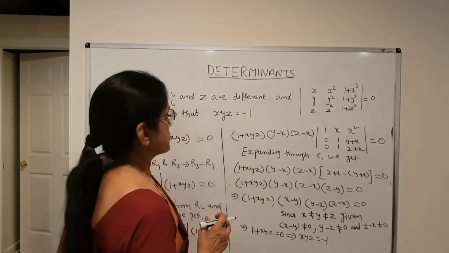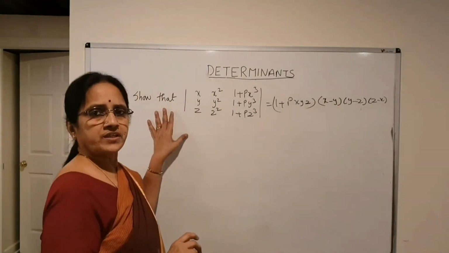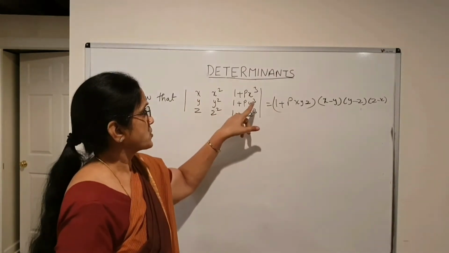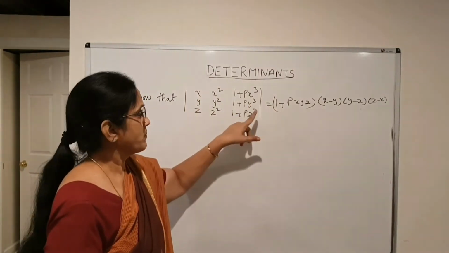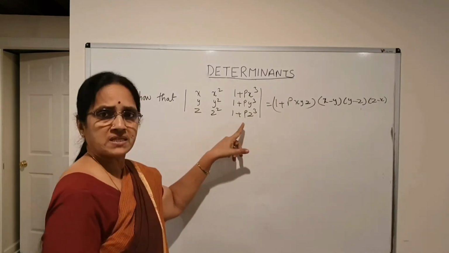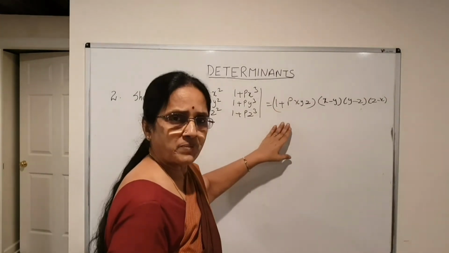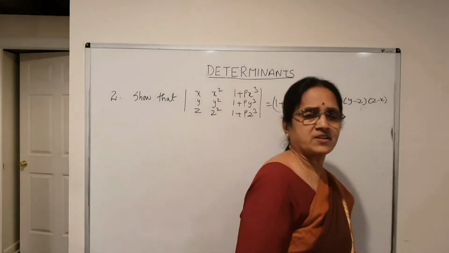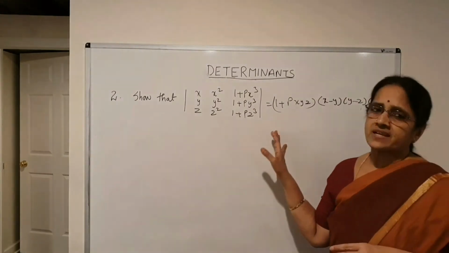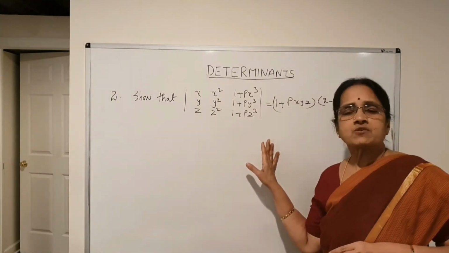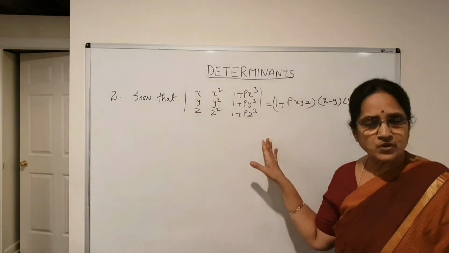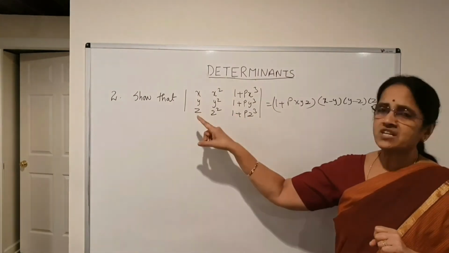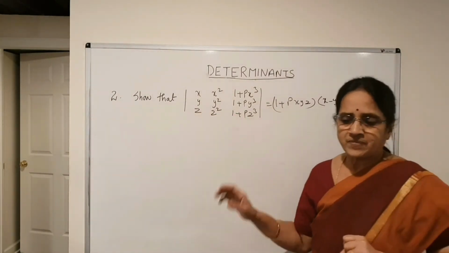Now, let's move on to question number 2. Here, you need to prove that determinant x square 1 plus px cube, y square 1 plus py cube, z square 1 plus pz cube is equal to 1 plus pxyz into x minus y into y minus z into z minus x. This question is taken from the NCERT textbook. Also in 2010, the same question was asked in the board examination. Actually speaking, this particular sum is similar to the question number 1, what we did in today's class. Let's do it now.